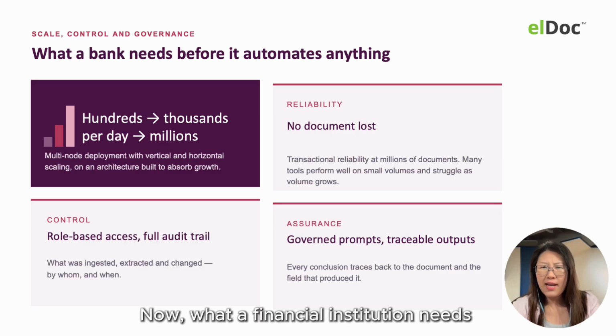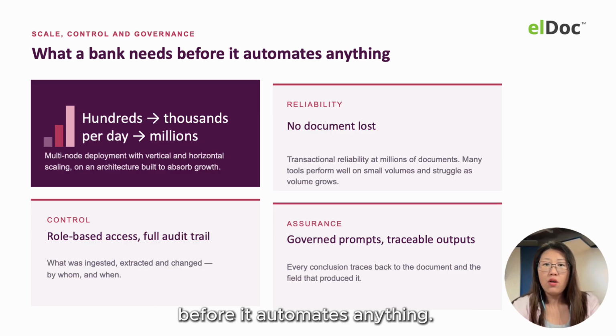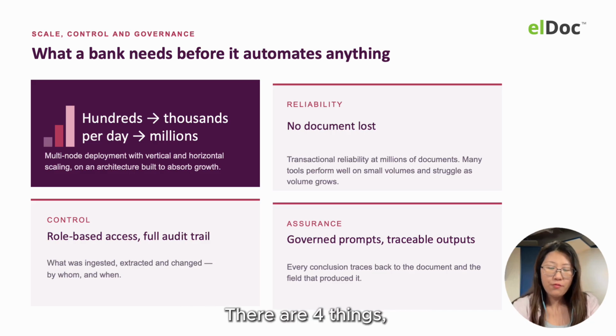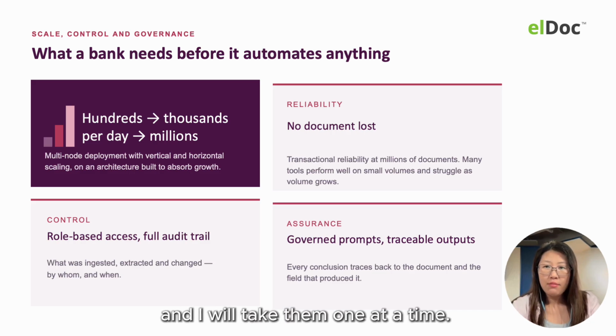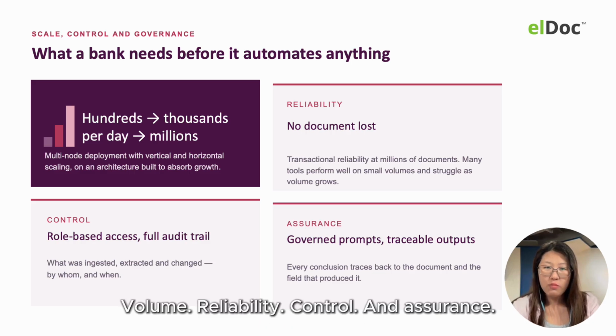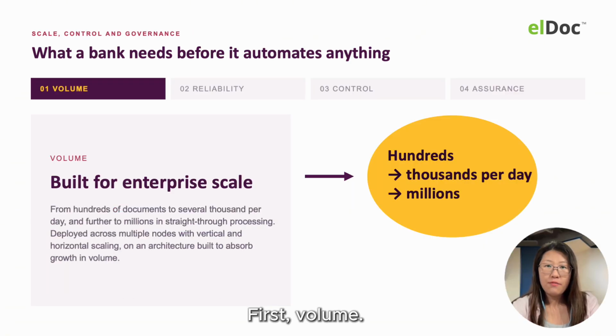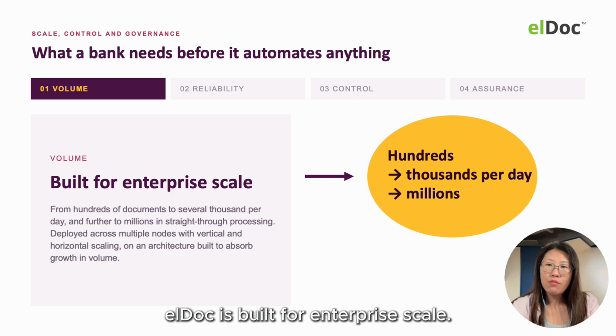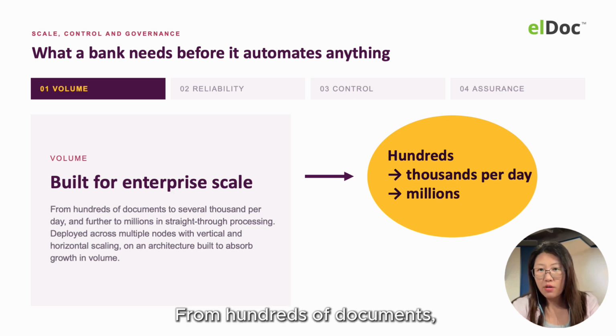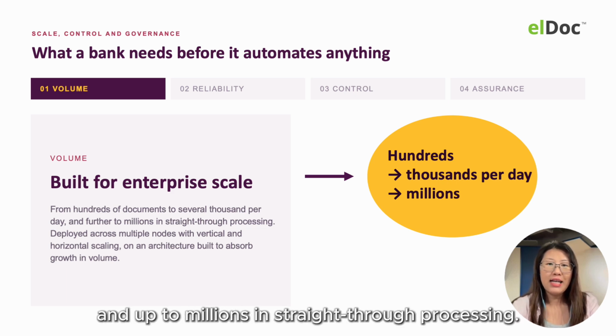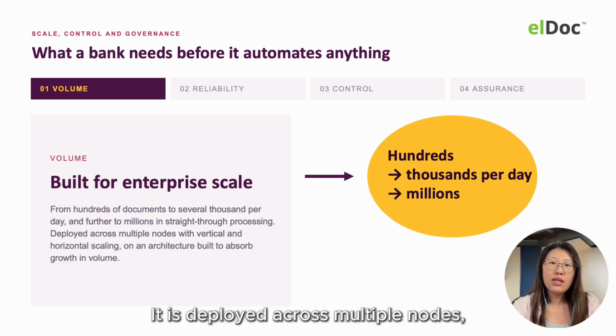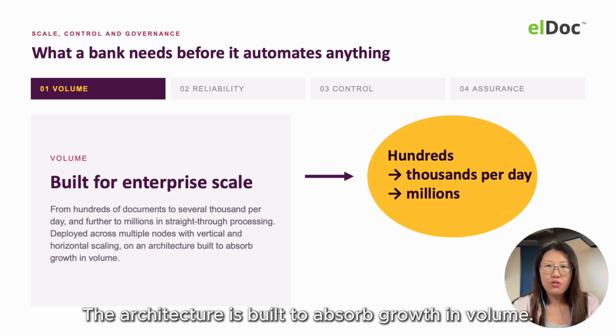Now, what does a financial institution need before it automates everything? There are 4 things, and I will take them one at a time. Volume, reliability, control, and assurance. First, volume. elDoc is built for enterprise scale, from hundreds of documents to several thousand a day and up to millions in straight-through processing. It is deployed across multiple nodes, and it scales up and out. The architecture is built to absorb load in volume.